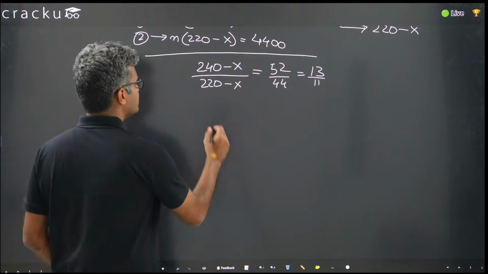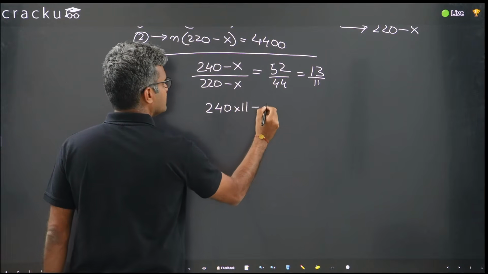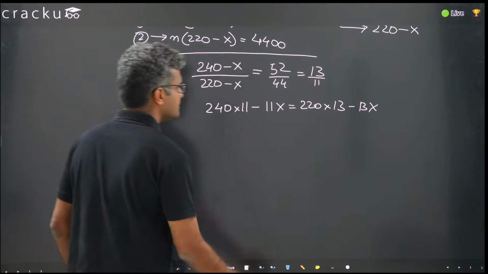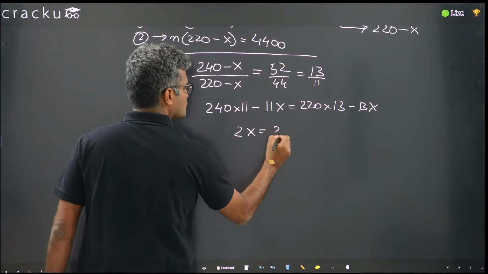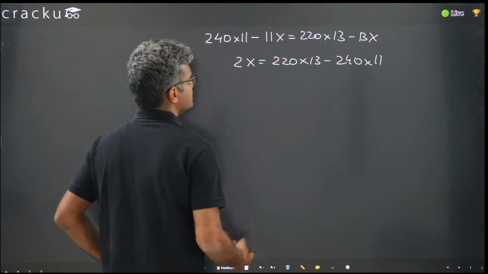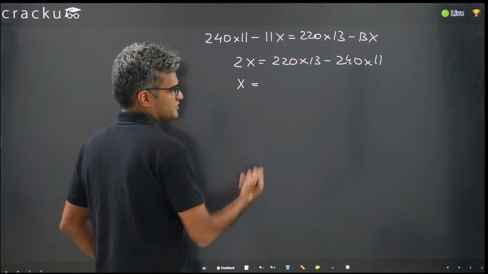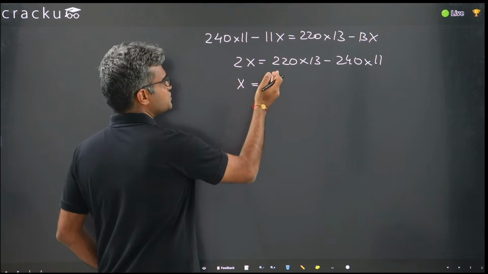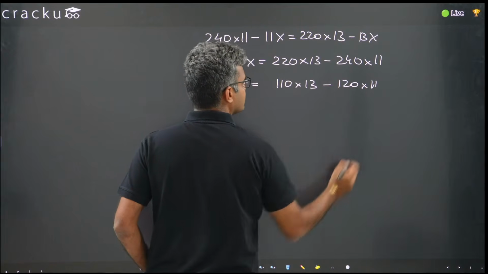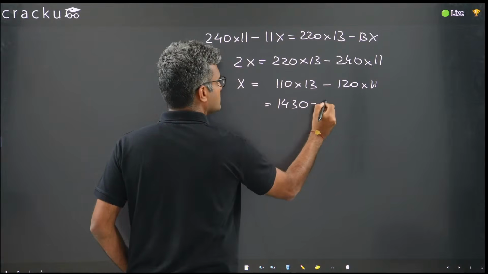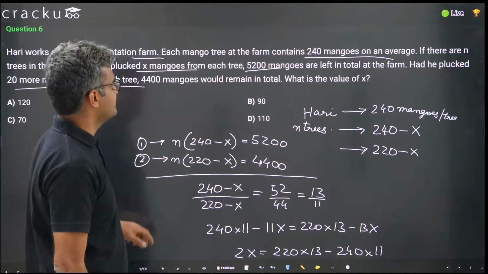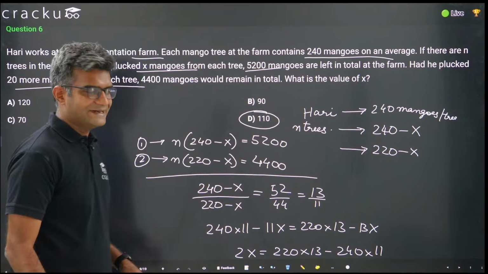If you cross multiply, you are going to get 240 into 11 minus 11x is equal to 220 into 13 minus 13x. This will be 2x is equal to 220 into 13 minus 240 into 11. You can simplify this by dividing both sides by 2. What is 220 divided by 2? It is 110. So this is 110 into 13 minus 120 into 11. This is equal to 1430 minus 1320, which is 110. So the value of x will be equal to 110, which is option D.